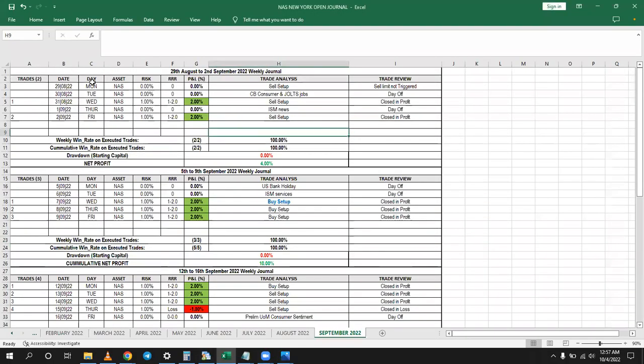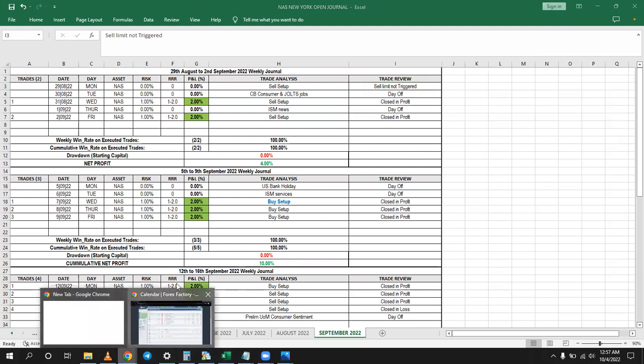So now in the journal, as you can see, 29th of August, the sell setup and the sell limit order wasn't triggered. So we didn't have a trade that day there based on the data gathered.